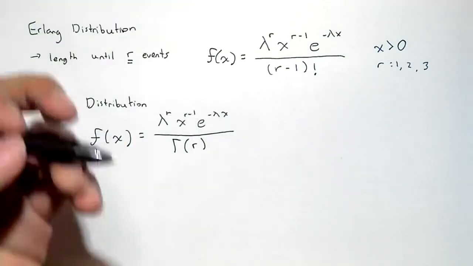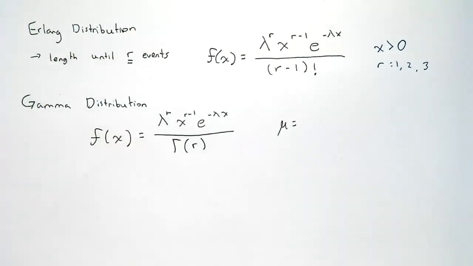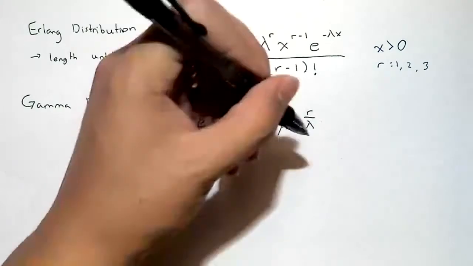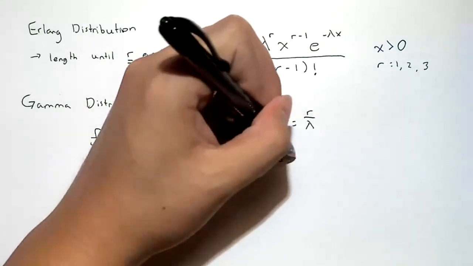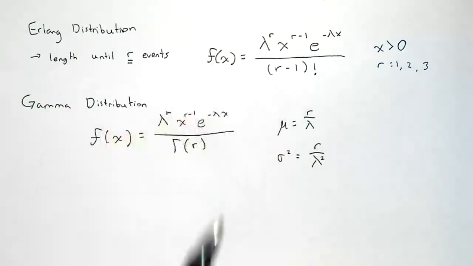And this is the probability density function of a gamma distribution. Of course, we need to know the measures of this gamma distribution. It will follow a mean of r over lambda and a variance of r over lambda squared. Same applies to the Erlang distribution, since technically they're the same, except that one is only integers and one is every positive real number. That's the gamma distribution.